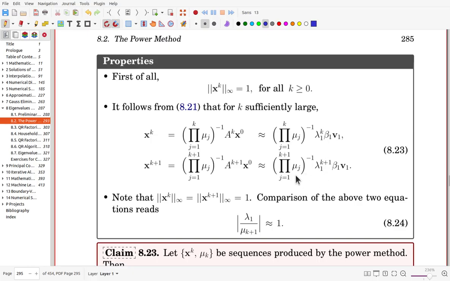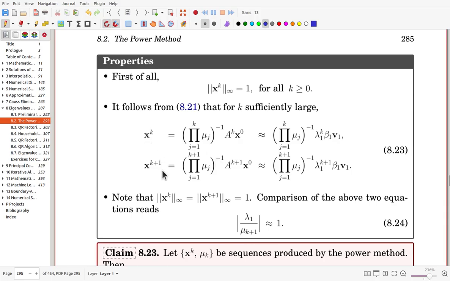This term has extra mu k plus 1 in the denominator, because j is moving from 1 to k plus 1. For this one, j is 1 to k, so that this one has an extra term mu k plus 1. And for lambda 1, this is k plus 1 power, versus lambda 1 to the k, so it has an extra lambda 1 on the top, and mu k plus 1 on the bottom. So eventually, the ratio must be around 1.